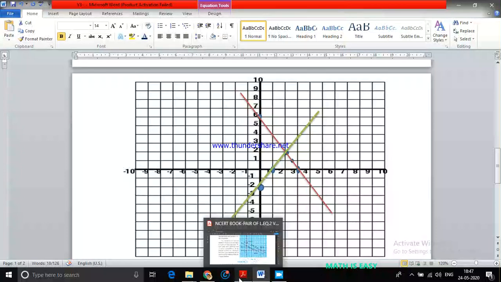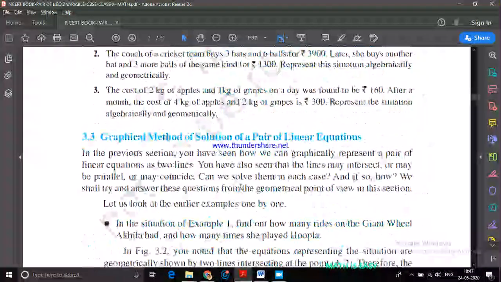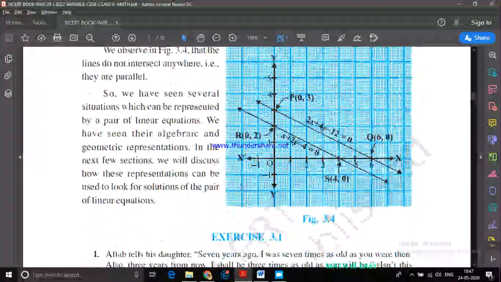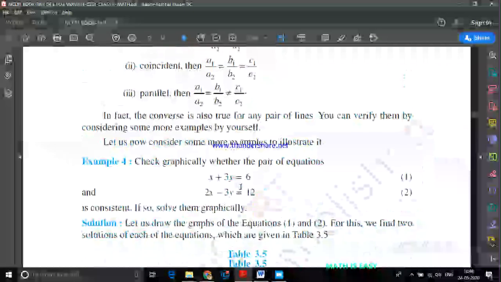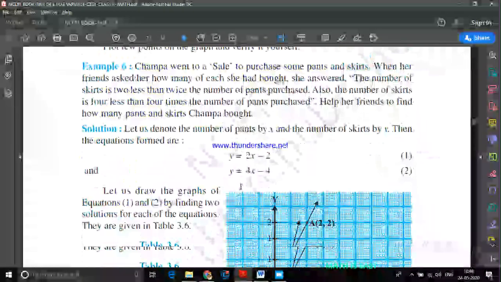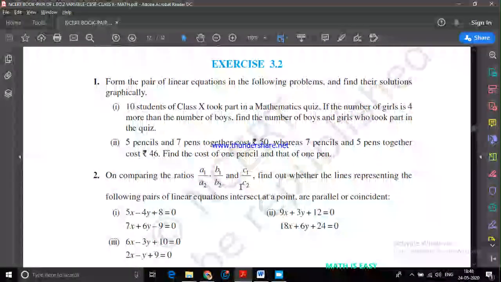Any two linear equations are given. Now the question here is, I have taken the equations directly. 3.1 we already completed, you just have to frame the equation. In 3.2 there are some word problems.